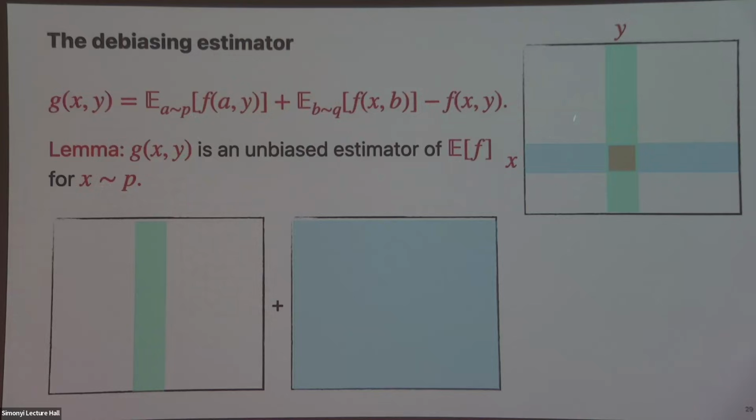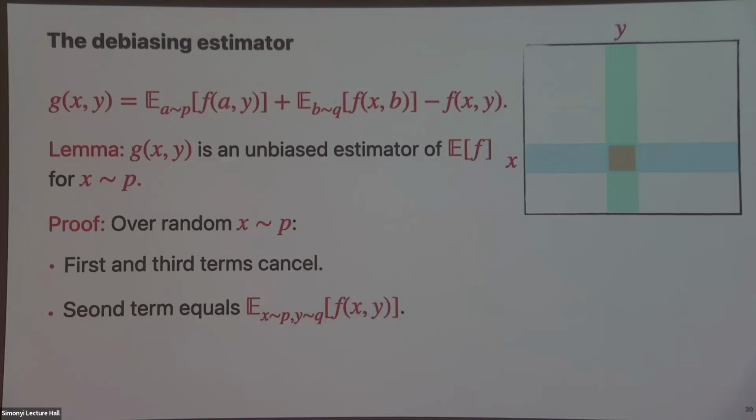And now what about the third term? The third term is just f(x, y). And now when I randomize x over all the rows, it's going to be exactly the same as the first term, and they will cancel out. So what you get is the overall expectation of the matrix. And of course, you can do the same thing by randomizing over columns instead of the rows. Okay, so you can write this down, but I think that's really the right way to think about the proof. Over a random x in P, the first and third terms become exactly the same, and the second term becomes the expectation of the whole function. Okay, great.